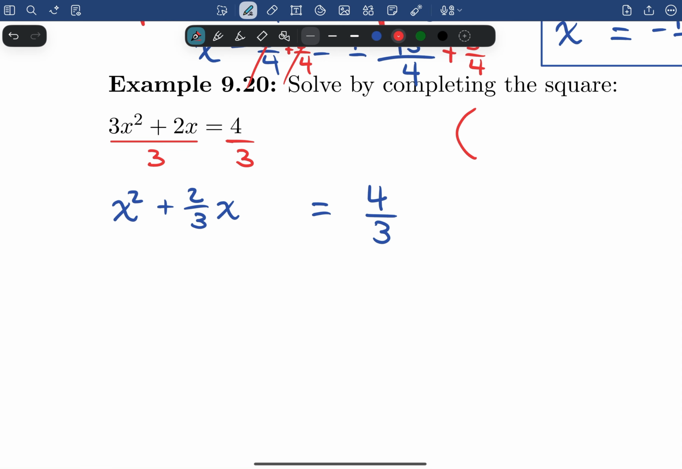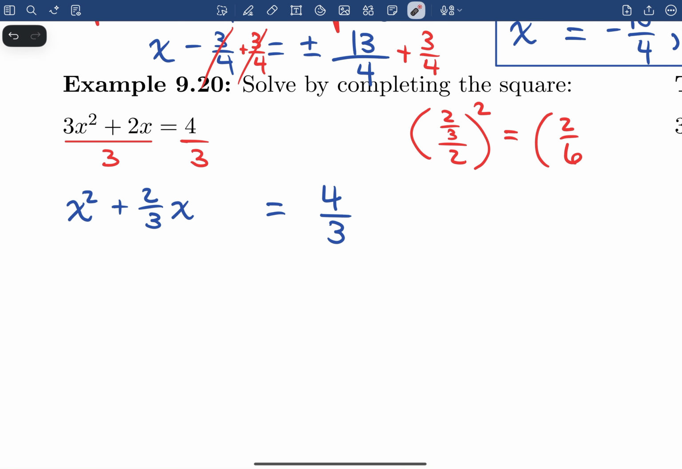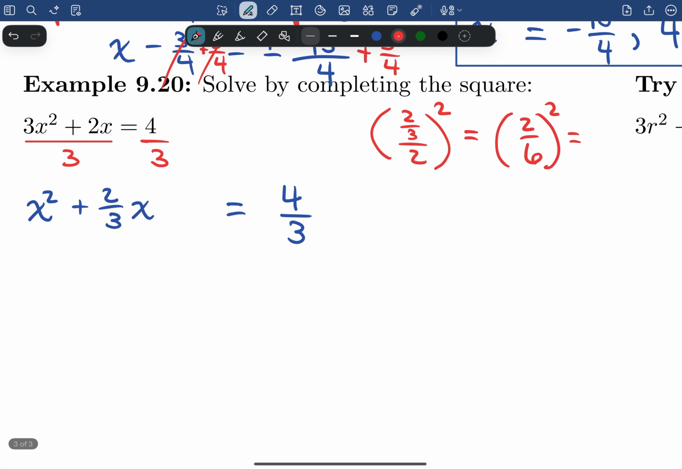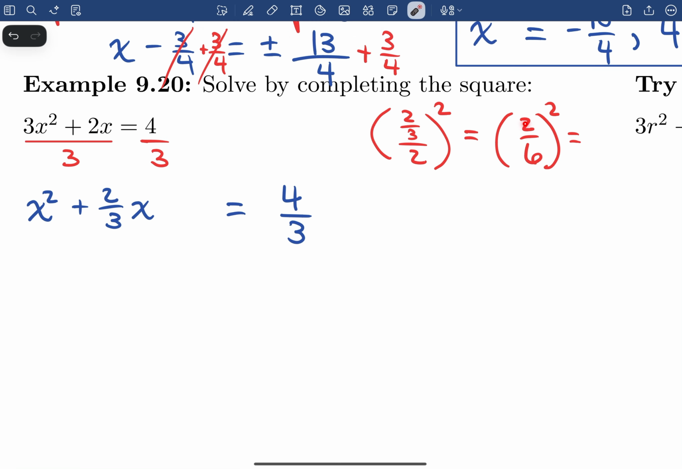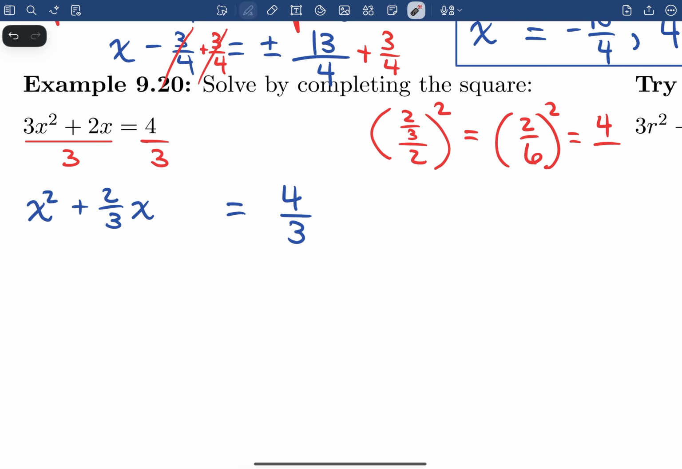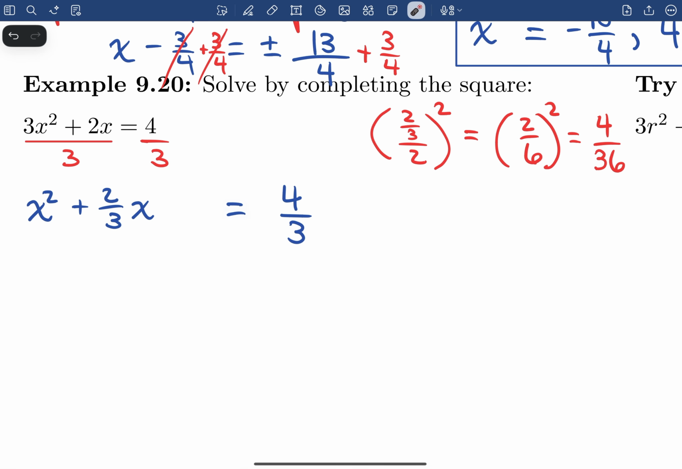So I take the b value, 2/3. I divide that by 2, and I square it. If you take 2/3 divided by 2, that gives you 2/6. What did I just do? I multiplied 3 times 2 to get a new denominator, 6. And that's squared. And when you have a fraction that's squared, you can square the numerator. 2 squared is 4. And then square the denominator. 6 squared is 36. Great. We've completed the square. This is the value, 4 over 36.